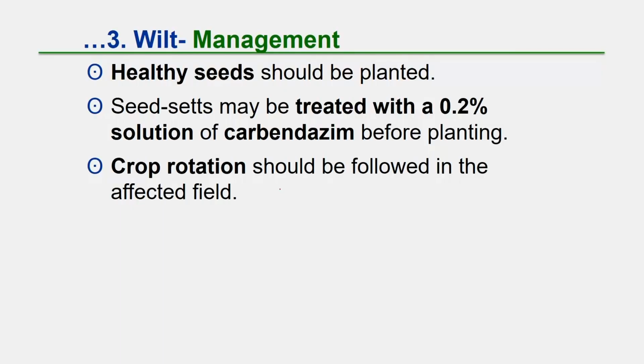Then crop rotation should be followed in the affected field. As it was suggested to reduce the incidence of red rot by adopting crop rotation, the same recommendation is here also. So overall it can be said that crop rotations are not directed to stop any specific disease. They are useful in preventing almost all diseases. Crop rotations are also useful in reducing the incidence of insect pests, and they are also important for controlling weeds.